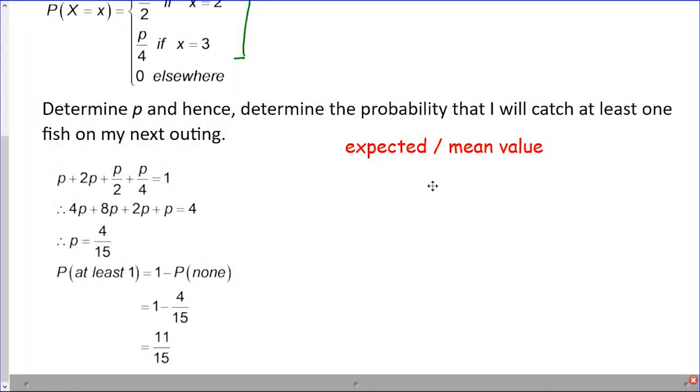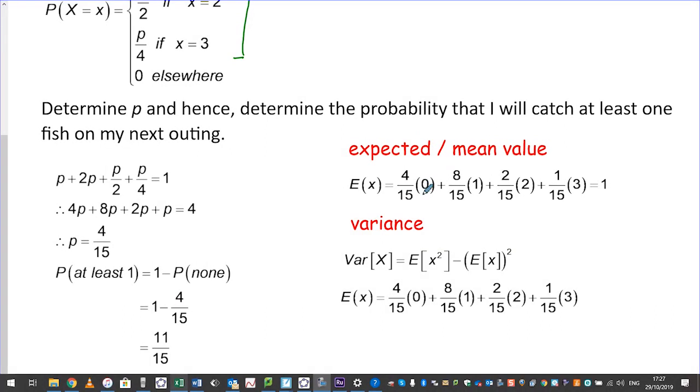Right, let's look at the idea of the expected or mean value. You'll remember that I said that what we do is we sum the probabilities times the values. So the expected or mean value: 4/15 chance of 0, 8/15 chance of 1, etc. And we get our final expected or mean value of 1. That's the average expected number of fish that I'll get.